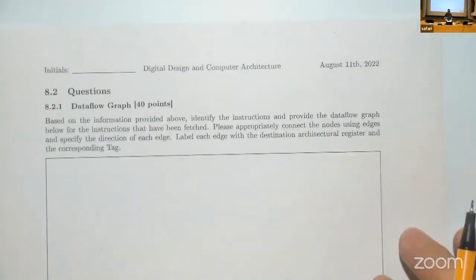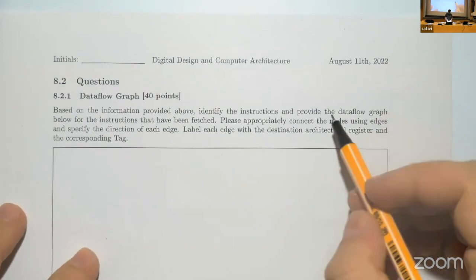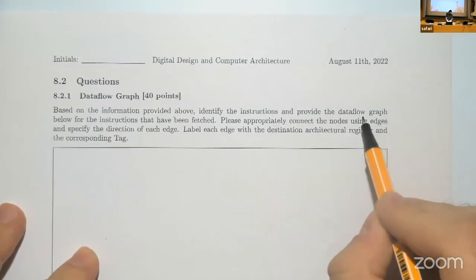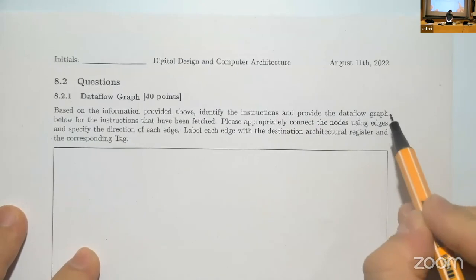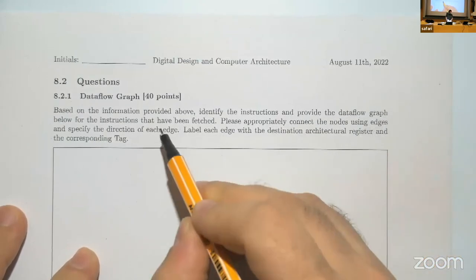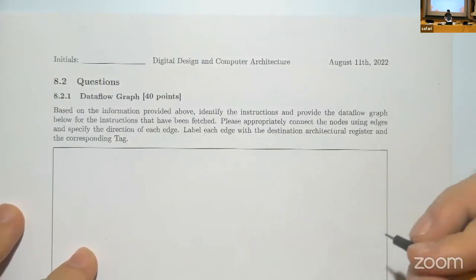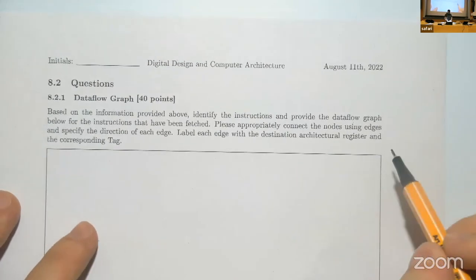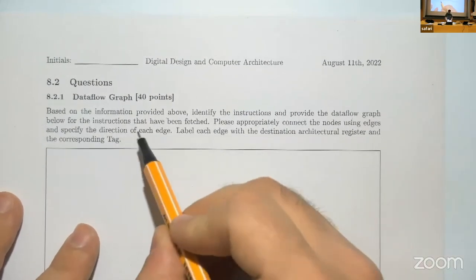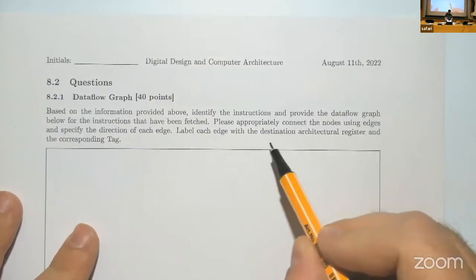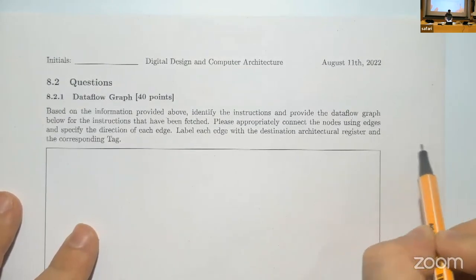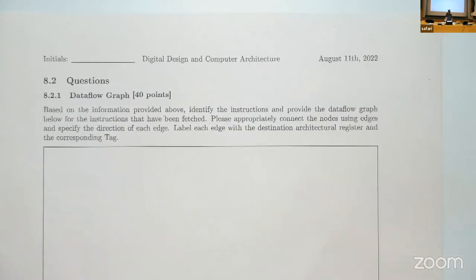Based on the information provided above, identify the instructions and provide the data flow graph below for the instructions that have been fetched. Please appropriately connect the nodes using edges and specify the direction of each edge. Label each edge with the destination architectural register and the corresponding tag.